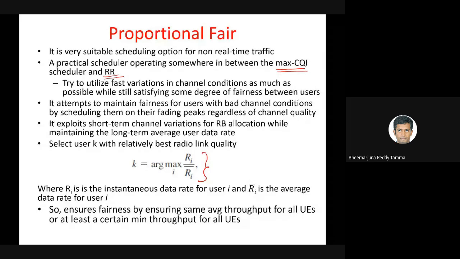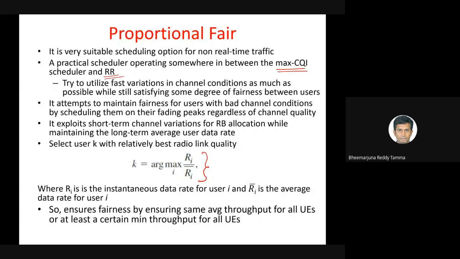Among the users, you calculate Ri over Ri bar. Basically, Ri here is the instantaneous rate of the user i, and Ri bar is the average rate of the user i. That means you not only measure based on the current channel quality what is the expected data rate for the user i, you also keep track of, over the last maybe 100 milliseconds or 1 second or whatever it is, what is the average throughput each user is experiencing.